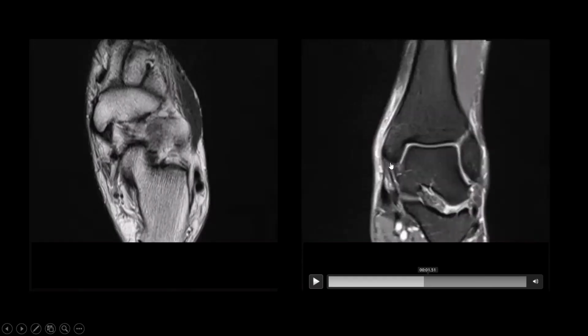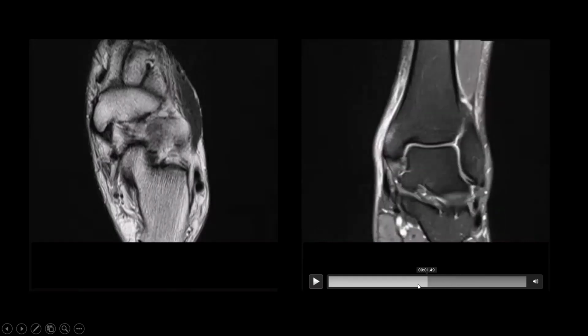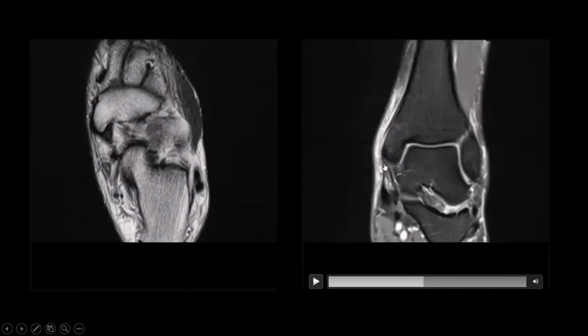These are the different components of deltoid ligament complex, which actually lie just deep to the flexor tendons.